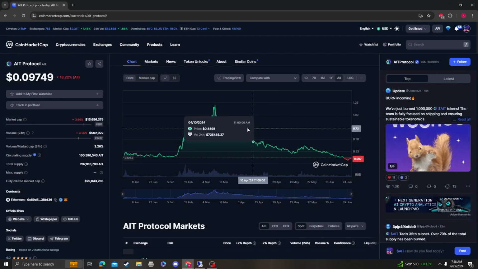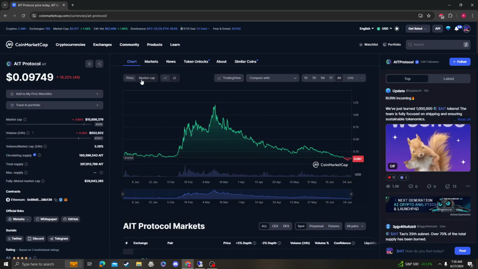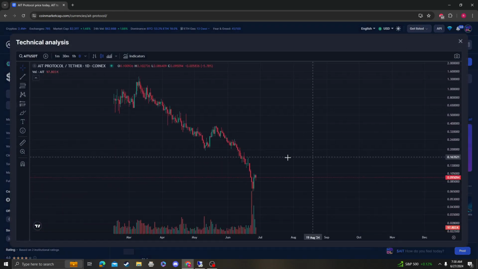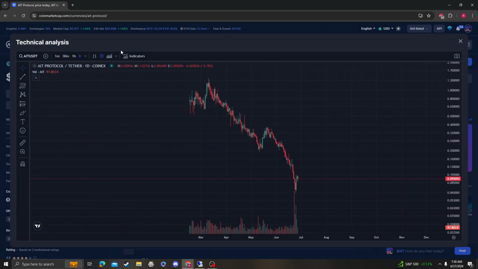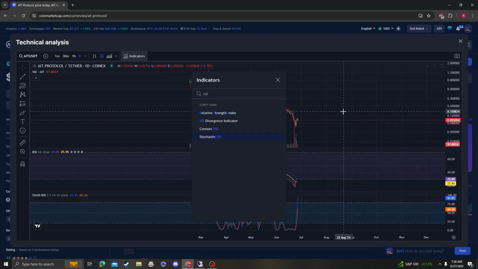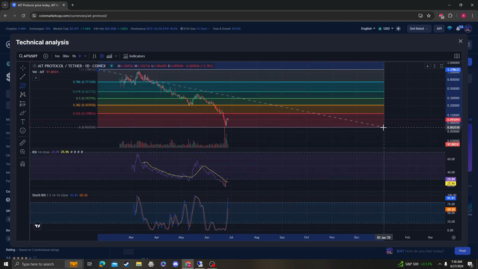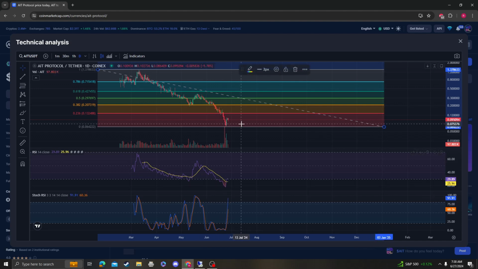Whoa, 9 cents. This thing went from a dollar to 9 cents. Okay, we can use this graph. Since it does record the all-time high, nothing looks bullish about this graph. The thing is that the RSI did hit oversold, so we are getting a bounce.